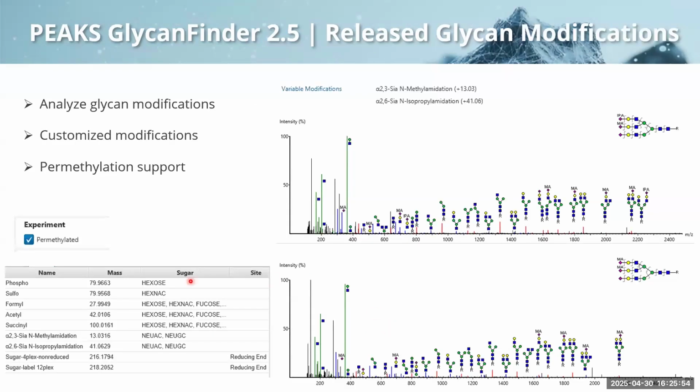So for glycan modifications, we do have these built-in modifications that you get automatically, and you can set fixed and variable modifications for the sugars. You can also, in addition, customize your modifications. So if you don't see the one you want to search for in the list, you're able to create your own modification. And again, we've added support for permethylation. So if you do have permethylated release glycan data, you can just check the box and GlycanFinder will do the search, assuming that you've permethylated your sample.